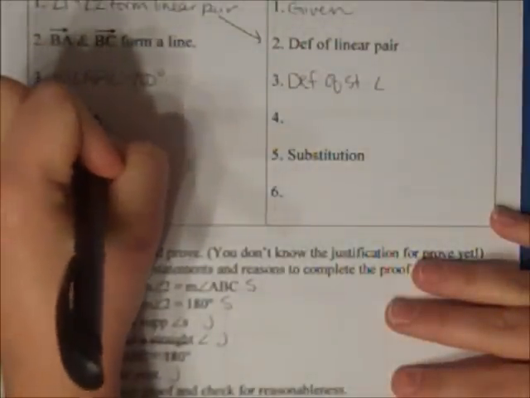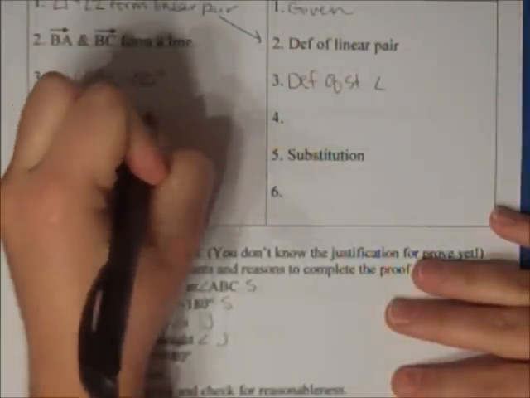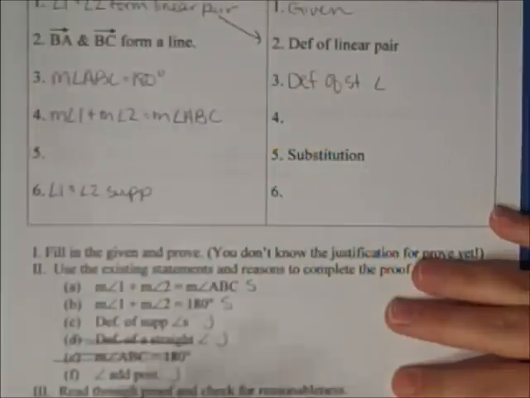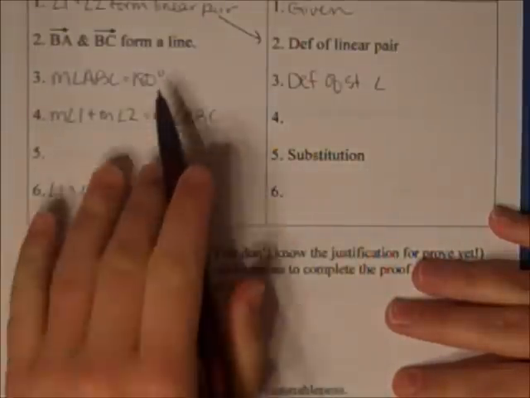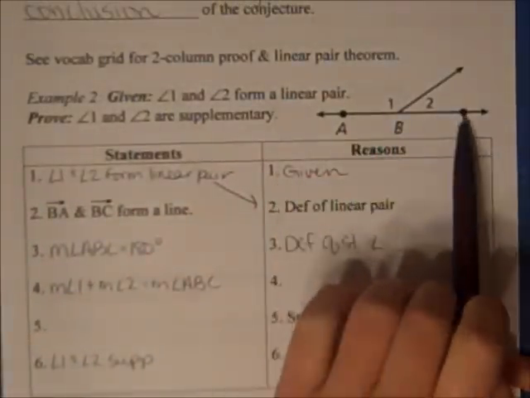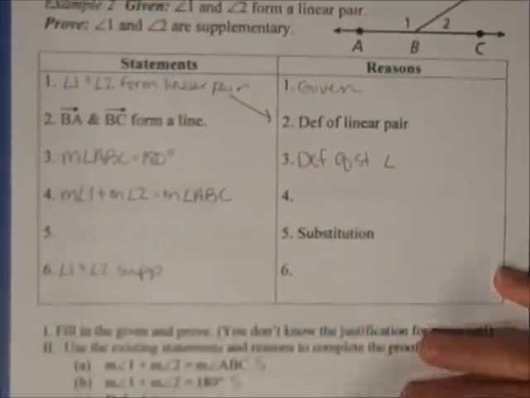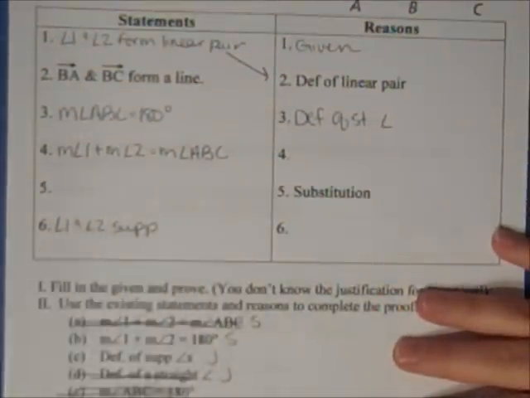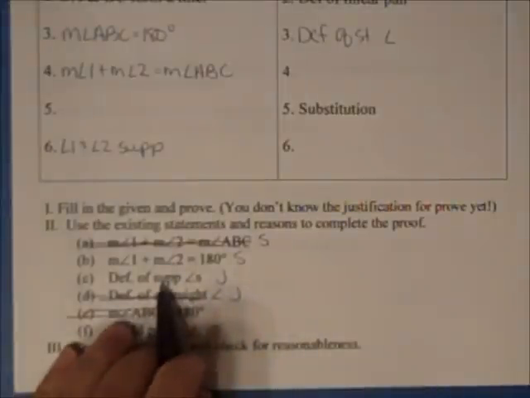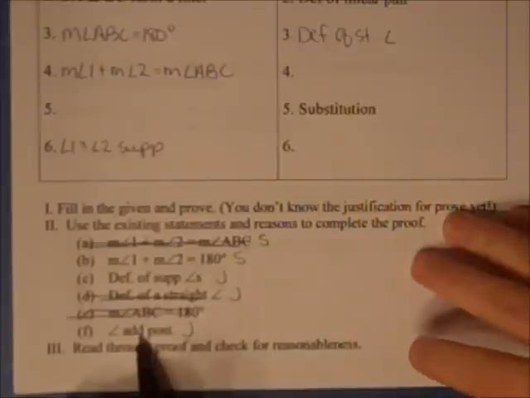So the measure of angle 1 plus the measure of angle 2 is equal to the measure of angle ABC. Good. So I'm still talking about ABC. 1 and 2 equal ABC, which is true. Okay, so let's go back down and figure out why I know that. Do I know that because of supplementary angles? No, I know that because of angle addition.